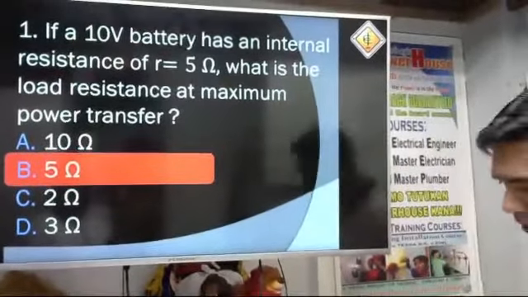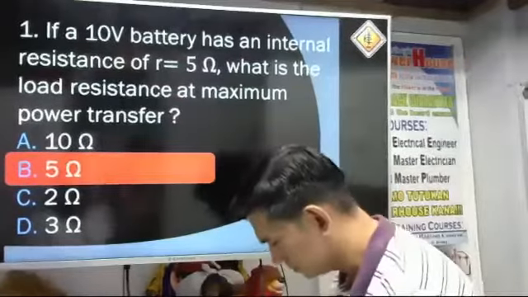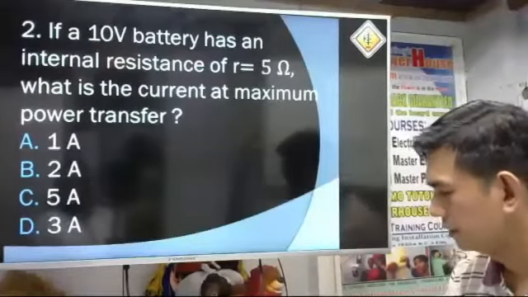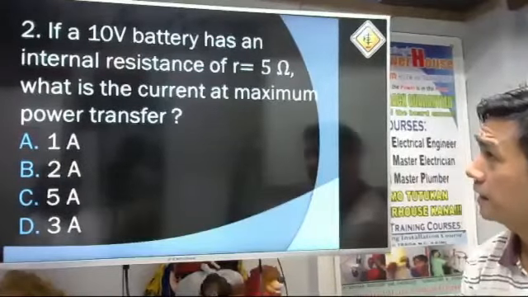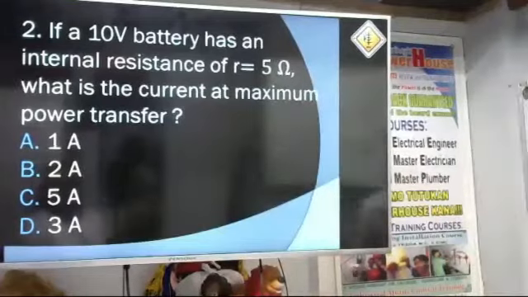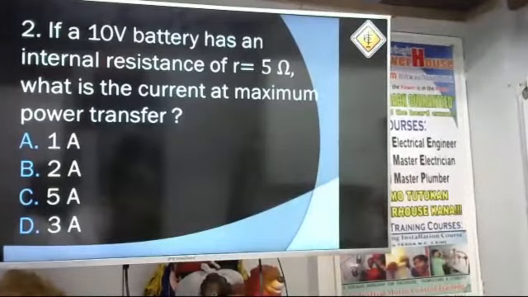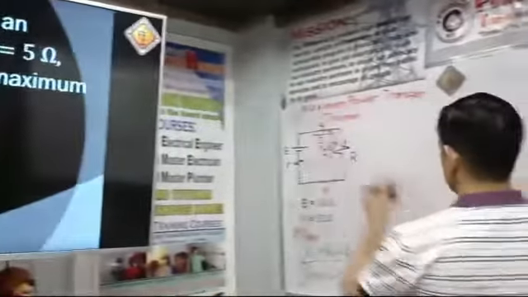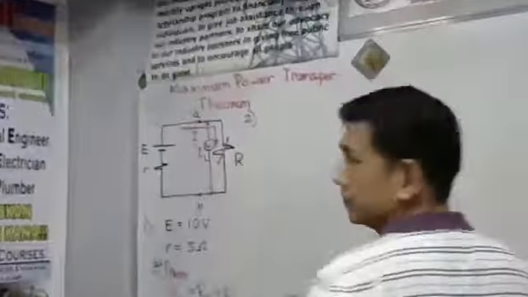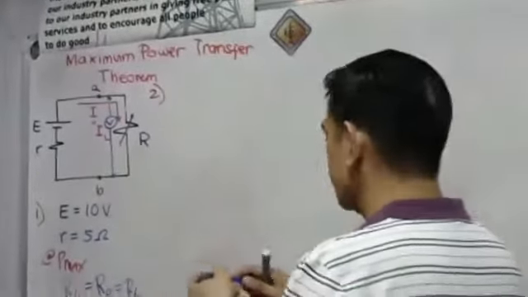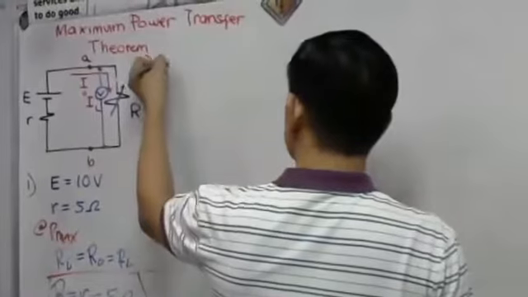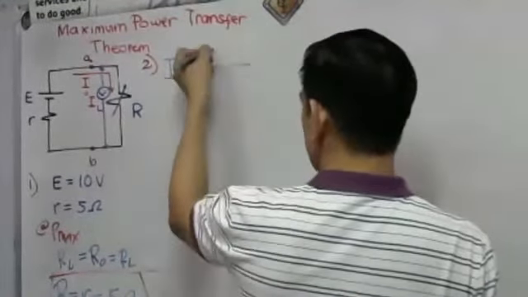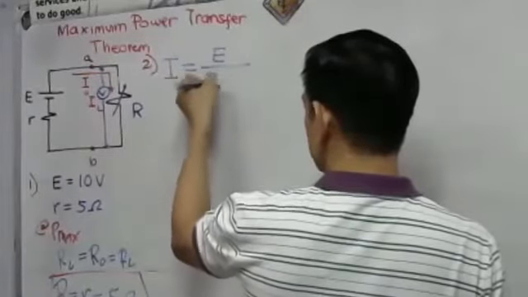Let's have now problem number 2. If a 10 volts battery has an internal resistance of 5 ohms, actually they have the same given, what is the current at maximum power transfer? Let us solve this. What is our formula for current at maximum power transfer? I is equal to E over 2R.